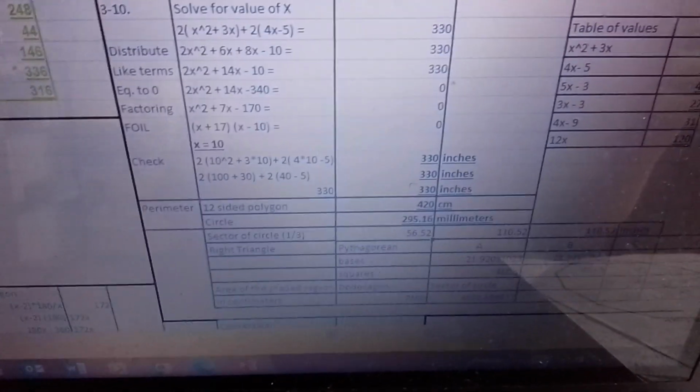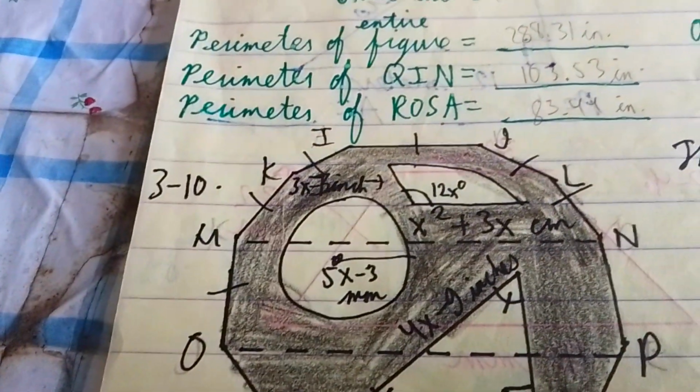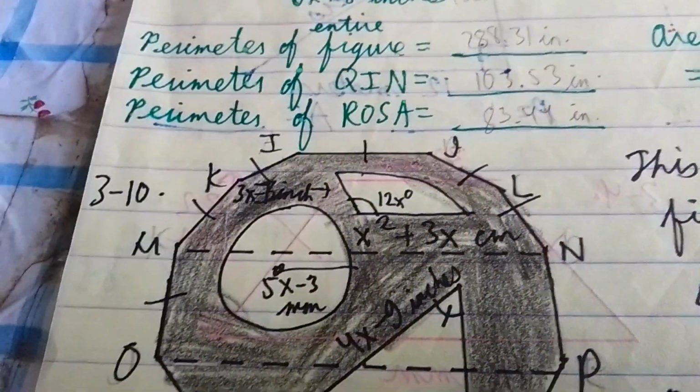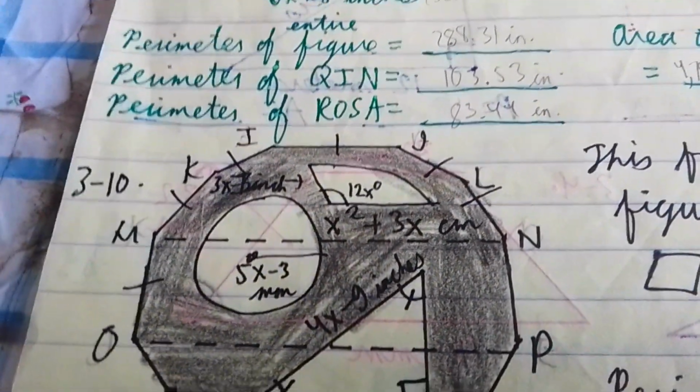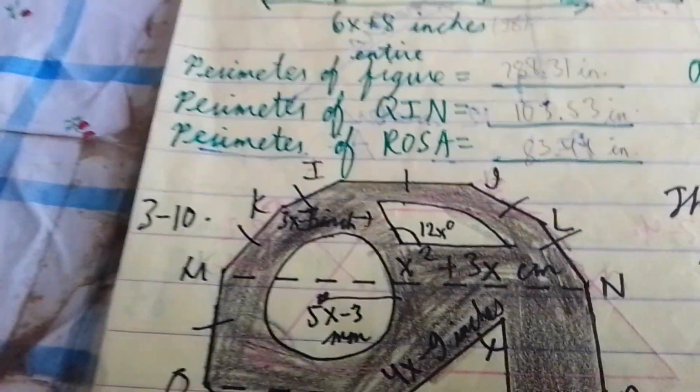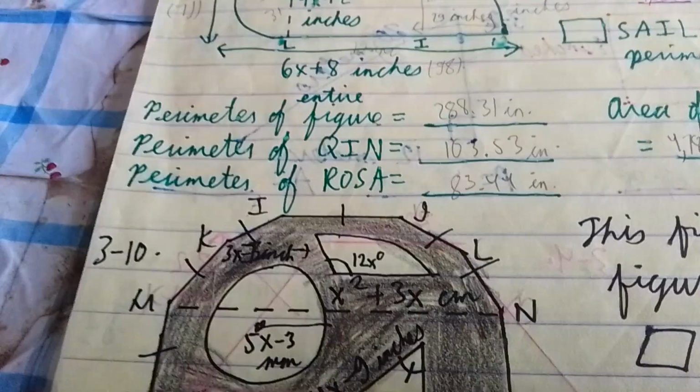Next up, what about the sector of the circle? Remember, the sector of the circle is this figure that you see here. 120. Remember, 120 over 180 is the same as 1/3. So therefore, it's pi times diameter divided by 3. Right? So let's see how we did.